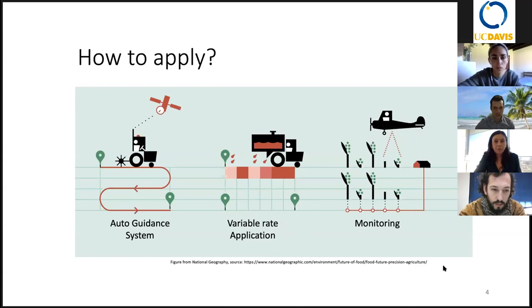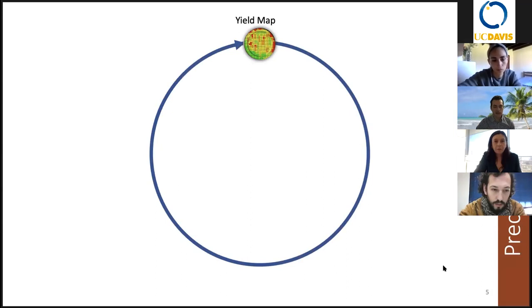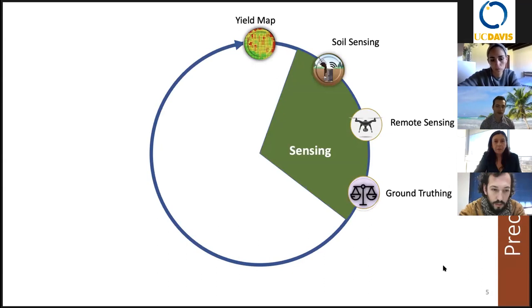So this is basic steps, 3 steps in applying precision agriculture. If we want to look at it at the big picture, again, precision agriculture starts with yield, because we want to have a uniform orchard, uniform yield that will guarantee that we get the maximum possible profit from the orchard. But it's a cycle. So the first part of this cycle, we will do sensing.